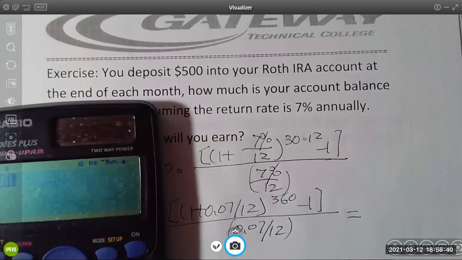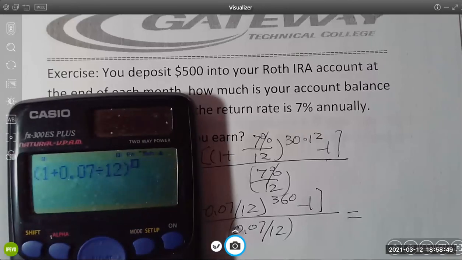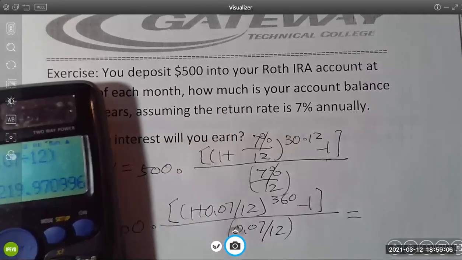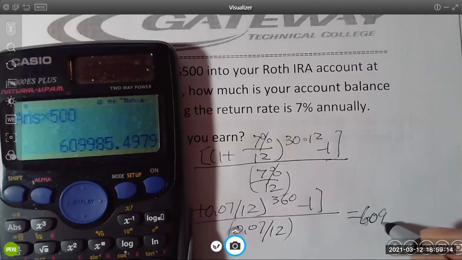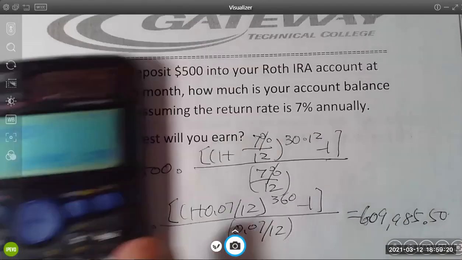Parentheses 1 plus 0.07 over 12 to the power of 360 equals, minus 1 equals, divided by parentheses 0.07 over 12 equals, times 500. This is the total amount. 609,985.50. That's the account value.